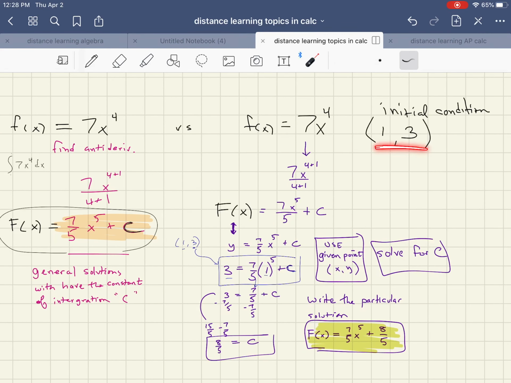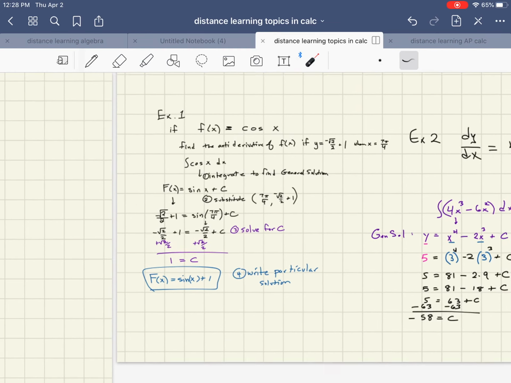Okay, so really what happens is this particular piece here makes it so that I'm talking about a very specific equation, not a general equation, but a specific one. And once I find that c, I plug it in here, and it gives me my particular solution.